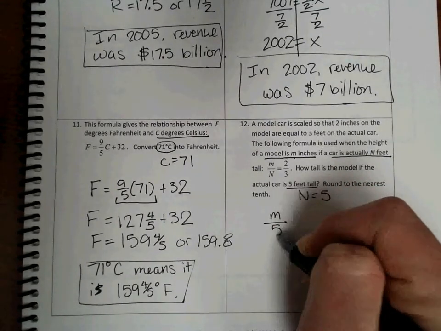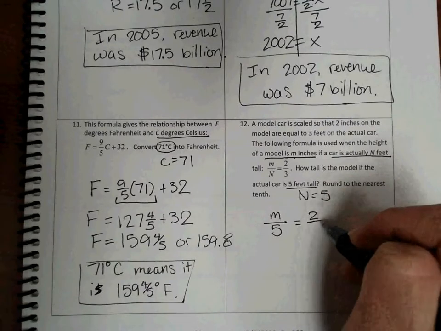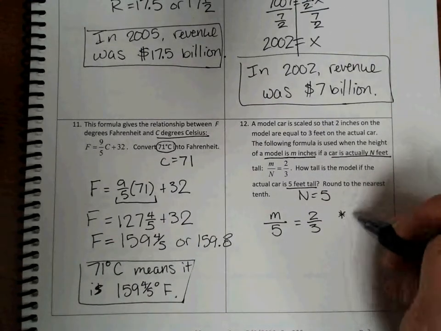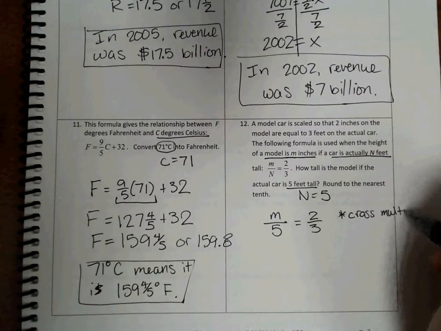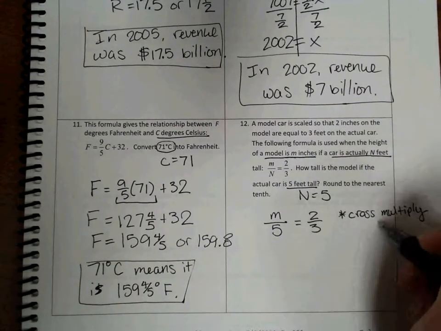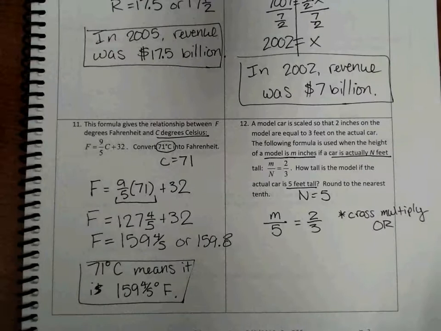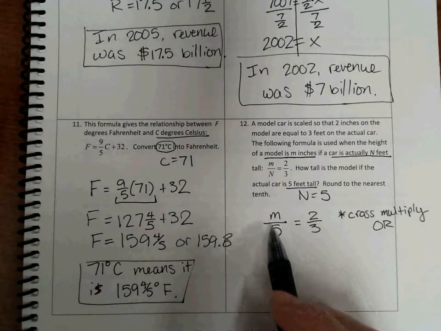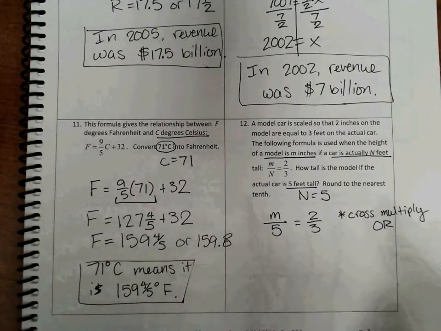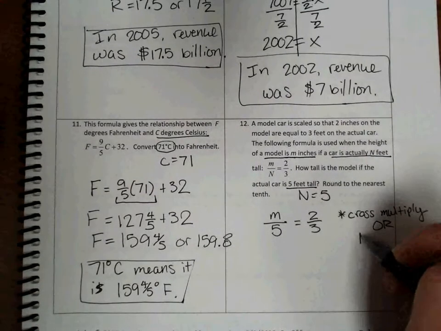So I've got m over 5 equals 2/3. Here you've got the choice. If you remember how to cross multiply from a different class, even though we didn't cover it, I'm okay with that. You can cross multiply. Or if you want to use what we've done in class, just multiply both sides by 5, because you see it's m divided by 5. The inverse operation is to multiply by 5.